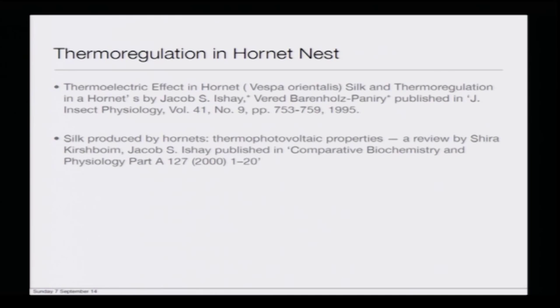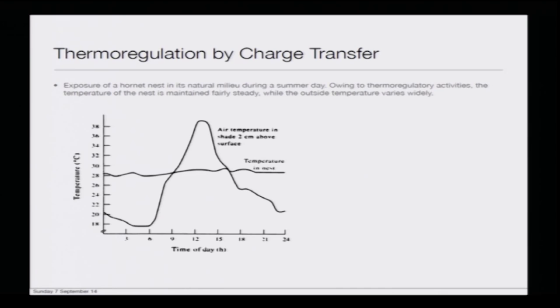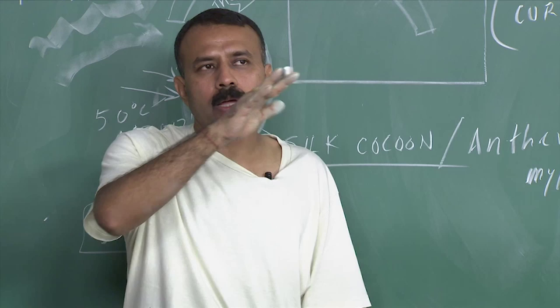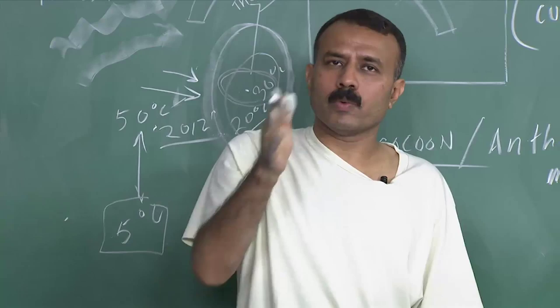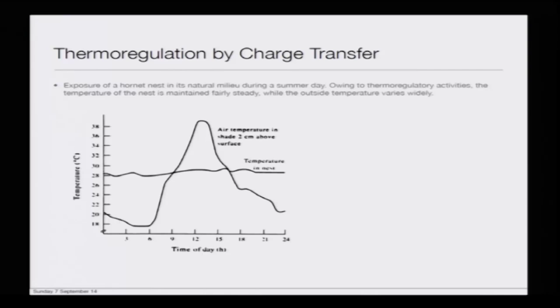Coming back, this is what inspired Ishii at that point of time. This slide is from Ishii's paper itself, showing that it maintains the temperature inside and how it does so. What Ishii pretty much claimed is that this particular membrane transforms electrical energy into thermal energy and thermal energy into electrical energy, and the same with light, light to electricity, which essentially is a photovoltaic property. Now, we will see what results you obtain and how far we have understood this process.